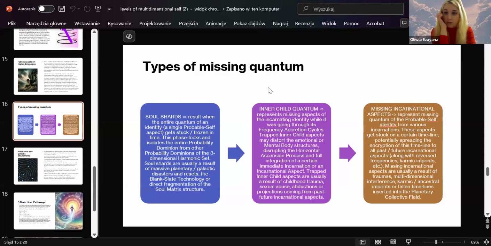Then we have the inner child quantum, which is actually, I would say, one of the main things that all of us should focus on integrating these days.